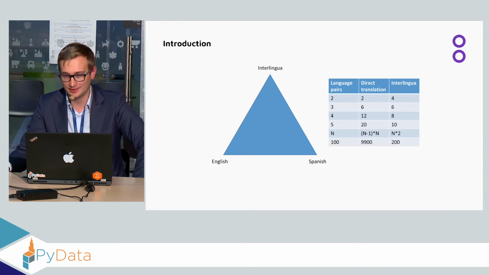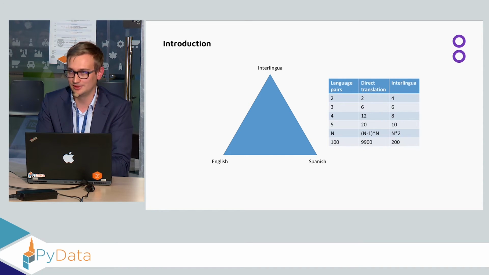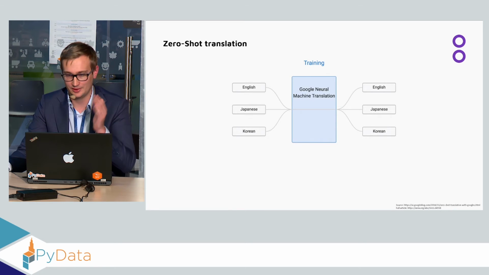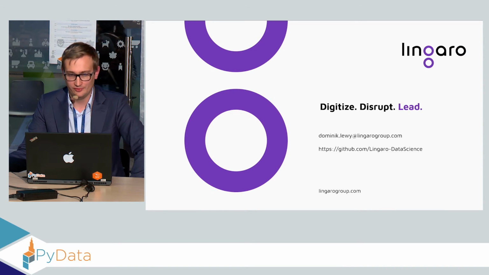Why is it important? Because it greatly reduces the complexity of this problem. From this slide, you can see that if we want to do direct translations for each pair of languages, we have a lot of combinations, and if we go through an intermediate language, we only train pairs. Here is a reference for this article, if you are interested.